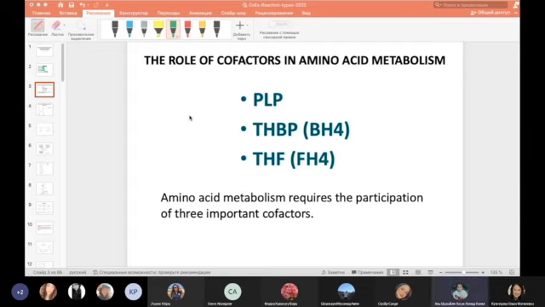Pyridoxal phosphate. Precursor of pyridoxal phosphate is water-soluble vitamin B6, pyridoxine. Phosphorylation of pyridoxine leads to formation of pyridoxal phosphate.